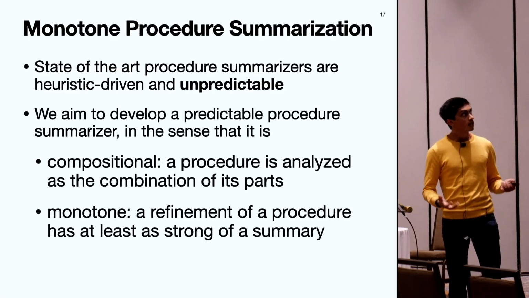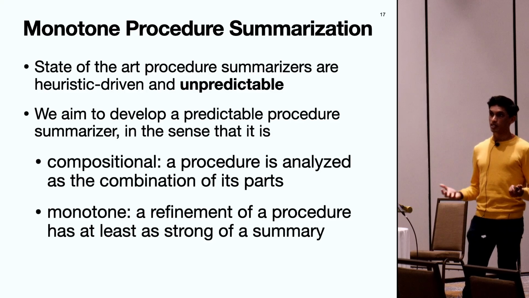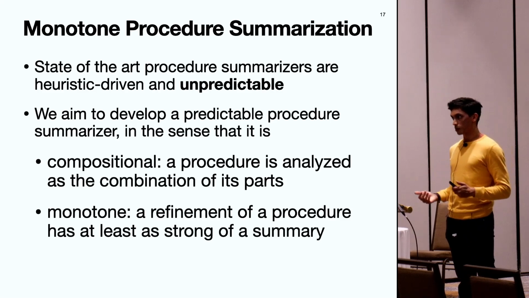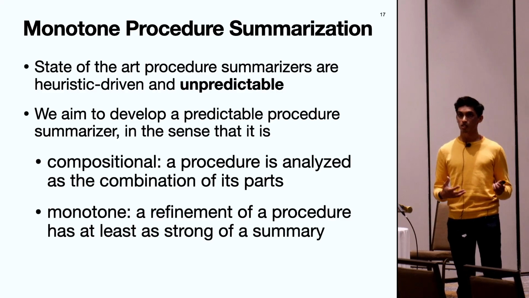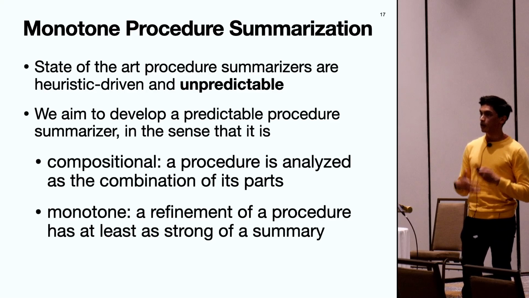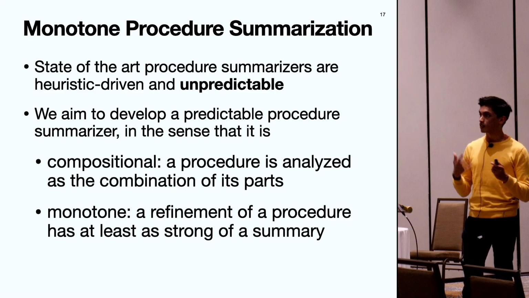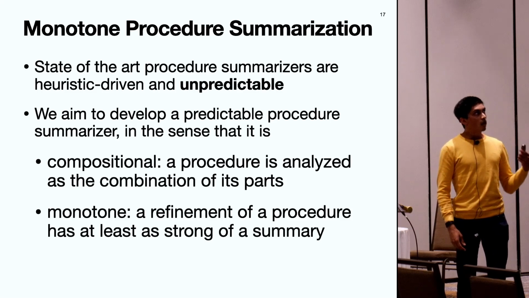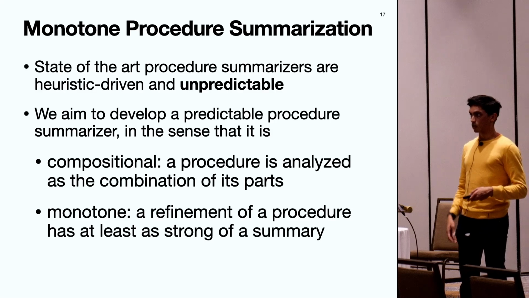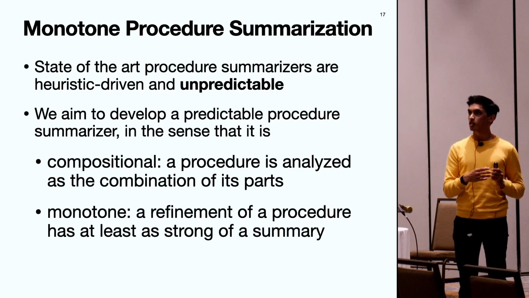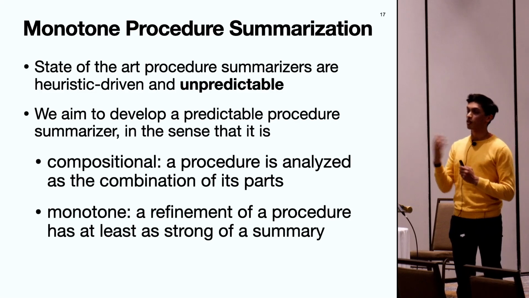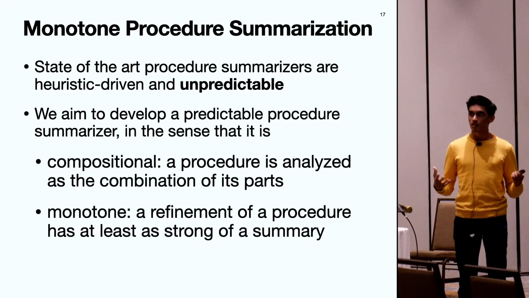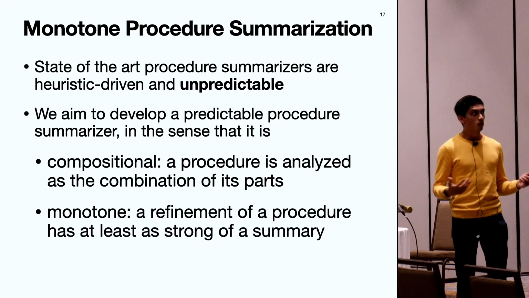So the goal of my work is to develop a predictable procedure summarizer in the sense that it is compositional and monotone. A compositional procedure summarizer will compute the summary of a procedure from the combination of its parts, and will allow us to reason about the effectiveness of the summarization technique on composite programs. And a monotone procedure summarizer will compute at least as strong of a procedure summary for a refinement of a program as for the program itself. And so this will give us a way to reason about the effectiveness of the technique on related programs.